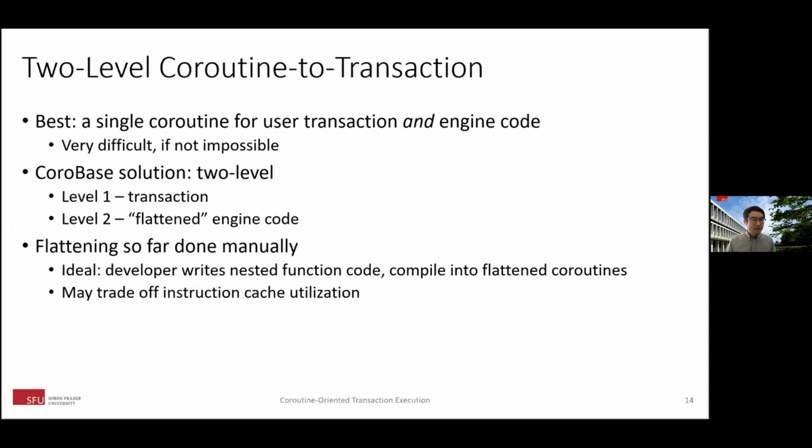So this flattening so far is done manually. I hope one day we can have approaches to at least semi-automate this. For example, database engine developers can still write nested function code, but the compiler can directly take this nested function code and flatten it into a bigger code fragment, and so we can directly switch between these single level coroutines. But still, this approach might trade off instruction cache utilization, because when we inline or flatten these functions, we might duplicate them in different places in the code. So the instruction cache utilization might become lower, and then you might have more misses there, which is, again, a delicate trade-off.